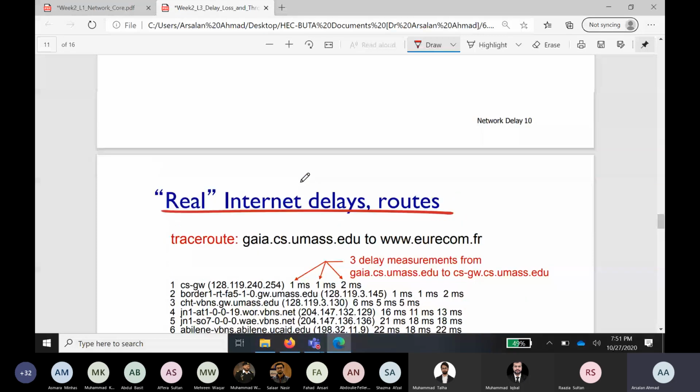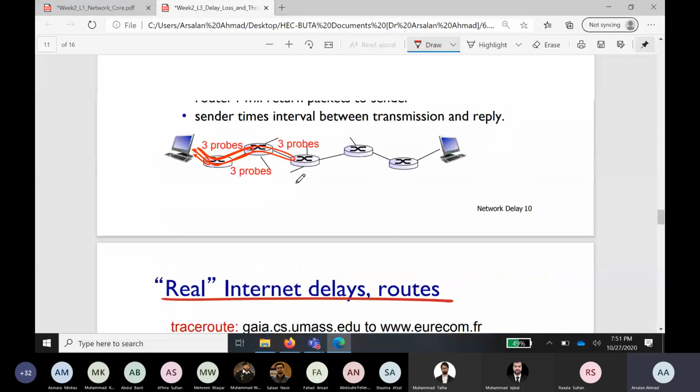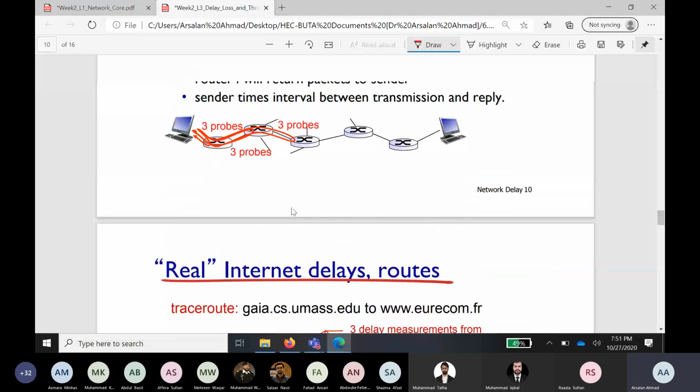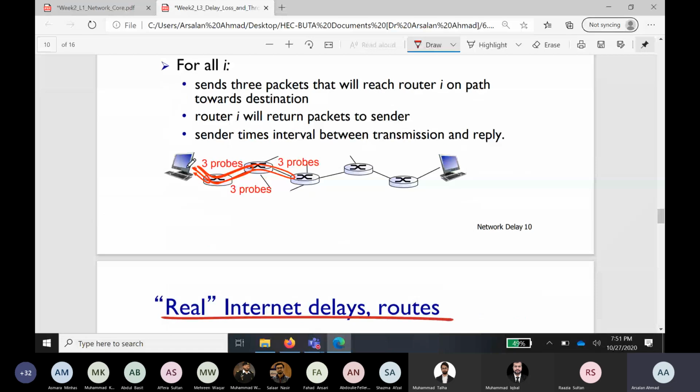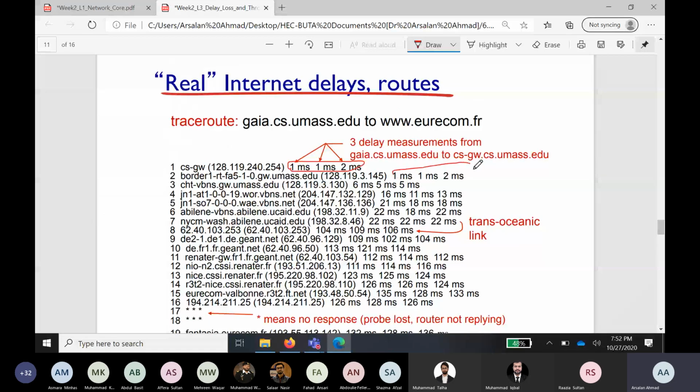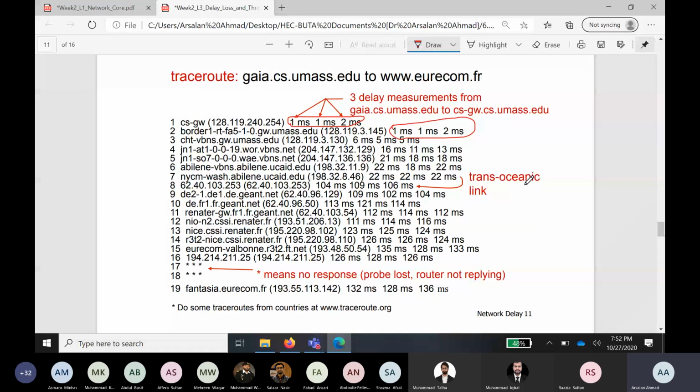Okay, so this is like this. The 3 probes to the first node are being recorded over here like this. And then the 3 probes to the second node are being recorded over here. And the reason for 3 probes is because the internet is a packet switch network, delays keep changing. So to have a good average and good understanding, we at least send 3 probes to each node. Okay, so this is the output, and it's very interesting.